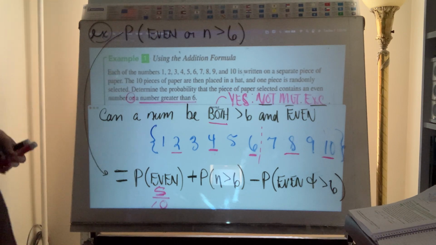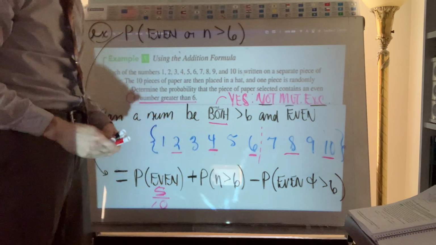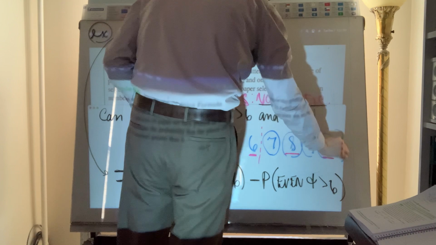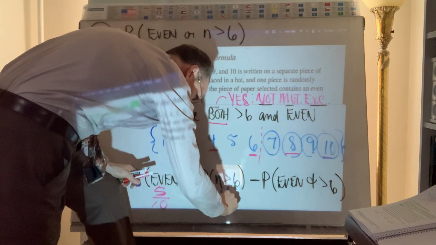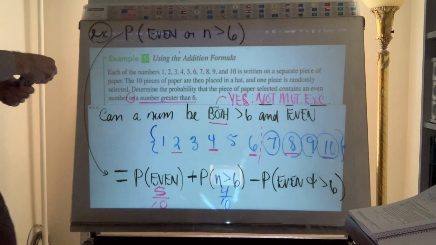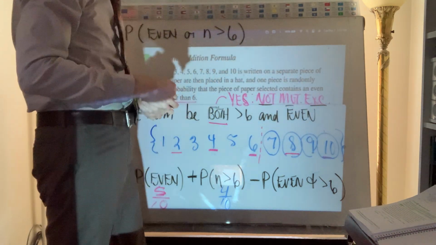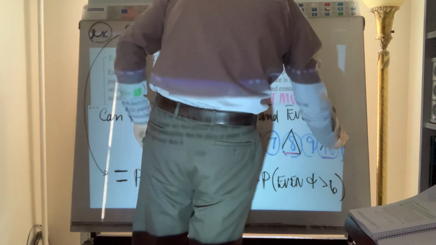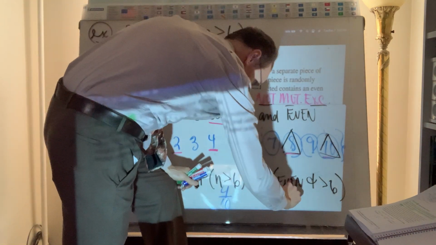All right, now, what is the probability of things that happen to be just generally larger than 6? That's larger than 6, so is this, so is this, so is this. So that would be 4 out of 10. And then we're going to subtract off that portion of it that is even and greater than 6, which is just these two, right? So 8 and 10 are in the overlap. So that's 2 out of 10.